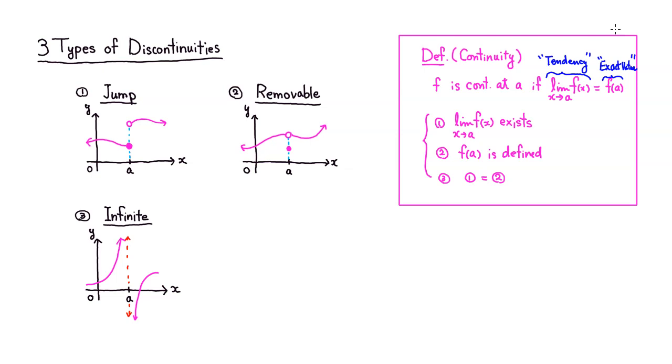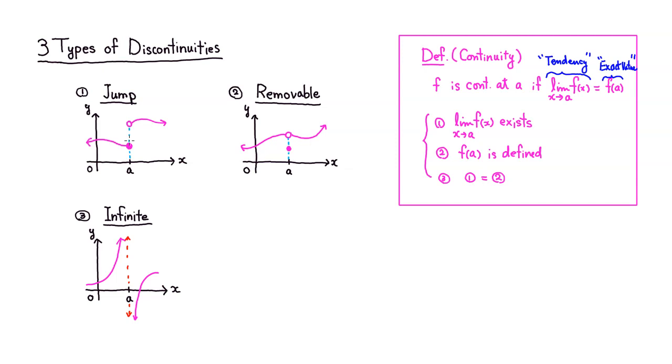There can be a fourth one that could be caused by oscillation, but in this book we're not going to cover it. All right, so number one, jump discontinuity. You can see that the graph is here, and there's nothing wrong, but at a there's a sudden jump. So why is this a discontinuity?